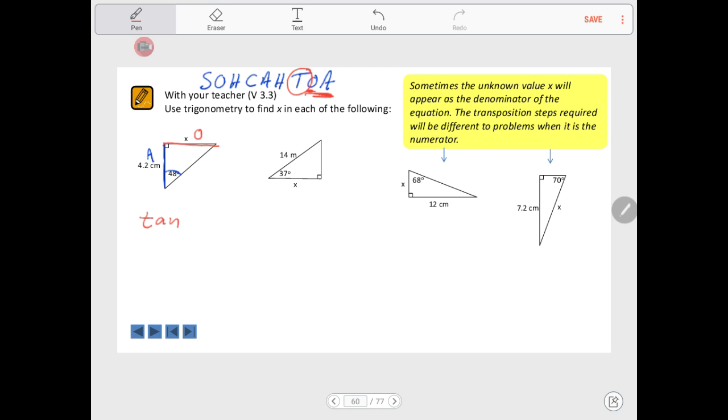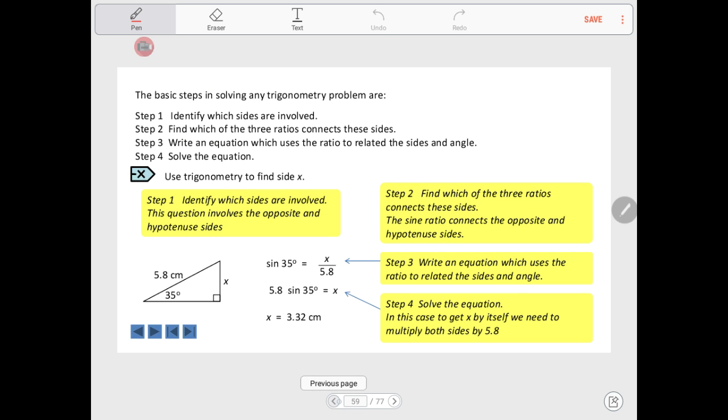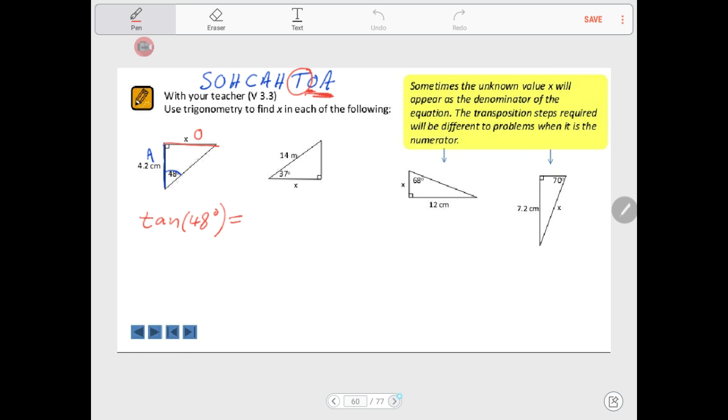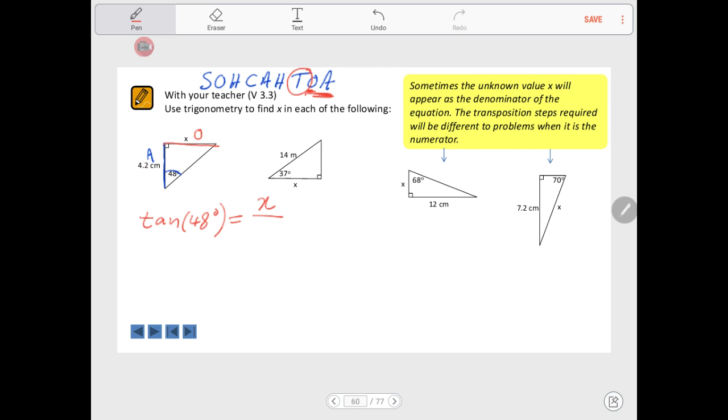Okay, now, what we write down is our trigonometric ratio. We've identified that because O and A are involved, it's T for tangent. And we say tangent of the angle, 48 degrees, is equal to, now if we look back here, we see that for tangent, it's the opposite side divided by the adjacent side. So our opposite side is x, divided by the adjacent side, 4.2.